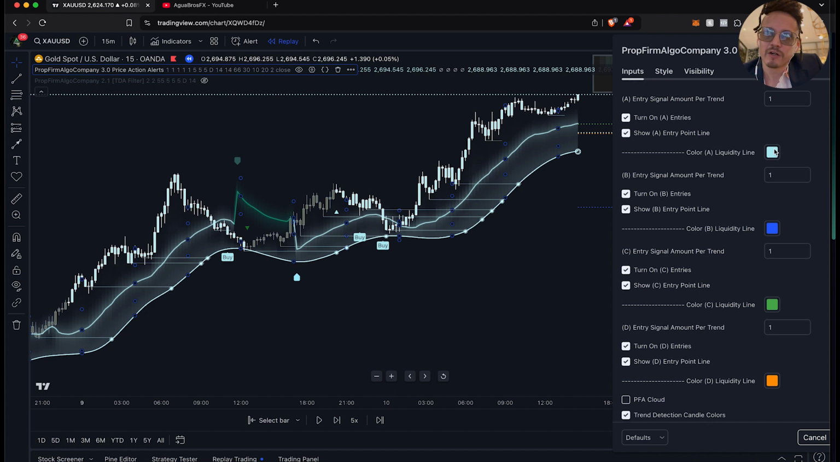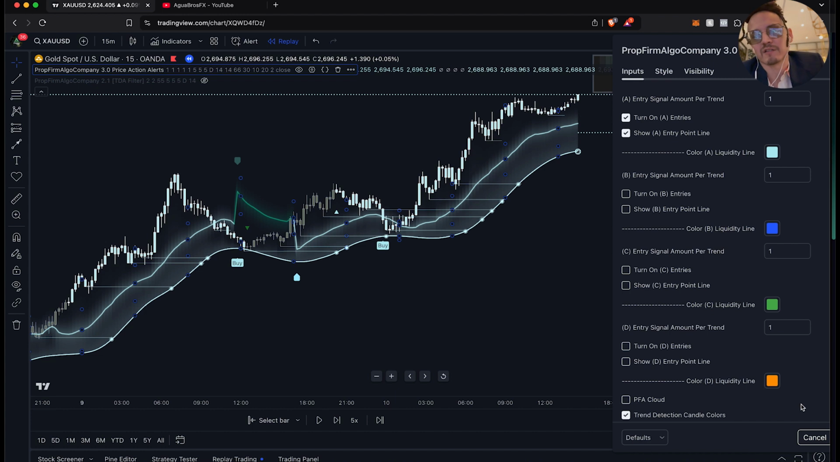I have them colored like this so I know the difference between each entry. You could turn these on and off by showing the entry points, and then you could just eliminate the entry by turning off this if you want. So maybe some traders will like the A entry or the B entry, and let's say I only want A entry signals, then you have only the A entries on.